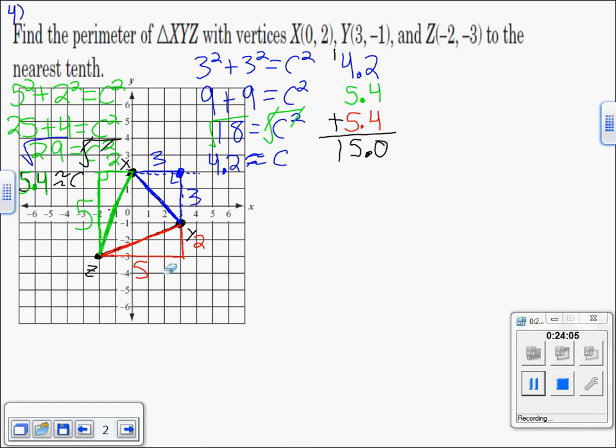Because you've now done the same skill we've just done in our previous 3 examples, but you had to do it 3 times for the 3 sides of this triangle.